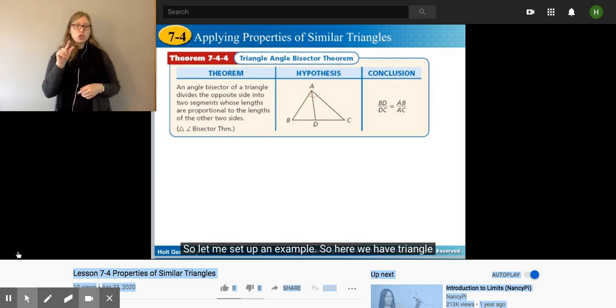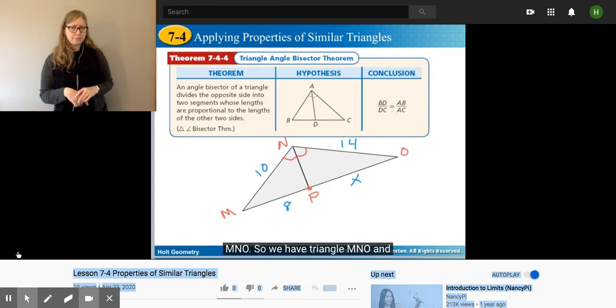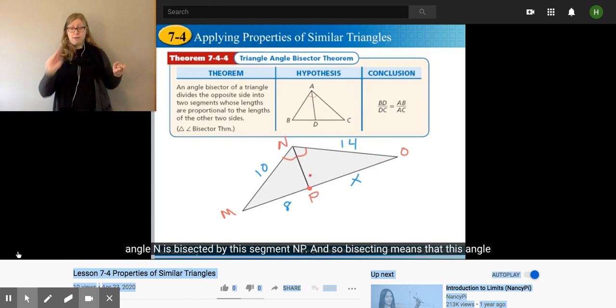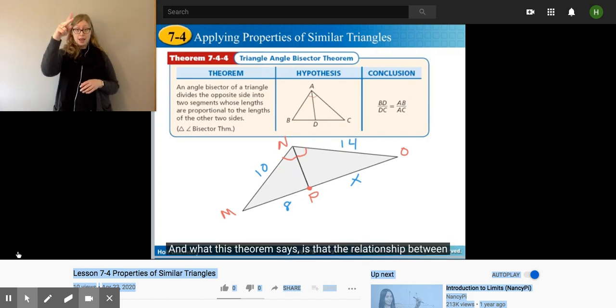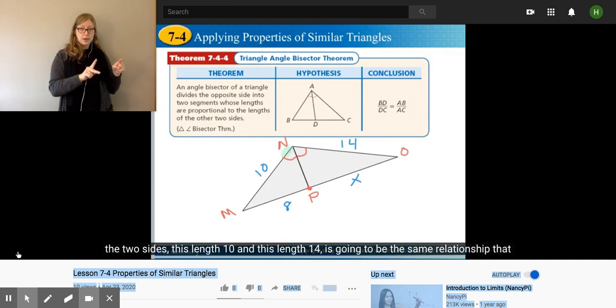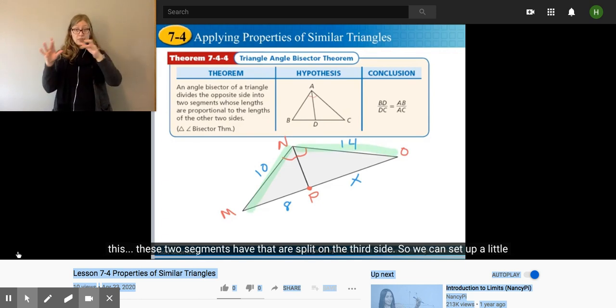So let me set up an example. Here we have triangle MNO, and angle N is bisected by this segment NP. Bisecting means that angle MNP is going to be congruent to ONP. What this theorem says is that the relationship between the two sides, this length 10 and this length 14, is going to be the same relationship that these two segments have that are split on the third side.